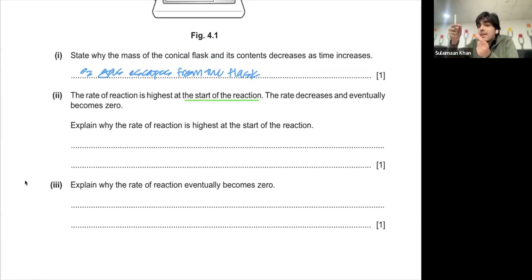But as the reaction takes place, the concentration of reactant particles decreases. The concentration of H2O2 in this case is going to decrease. What is going to happen to the frequency of collisions? It is going to decrease, and therefore the total effective collisions decrease, and the rate of reaction decreases. And when does it become zero? When all the reactants are used up, because there are no more collisions. Done? Okay, explain why the rate of reaction is highest at the start of the reaction.